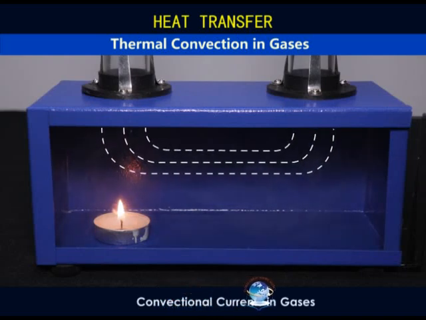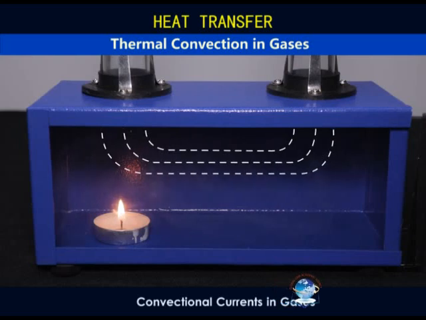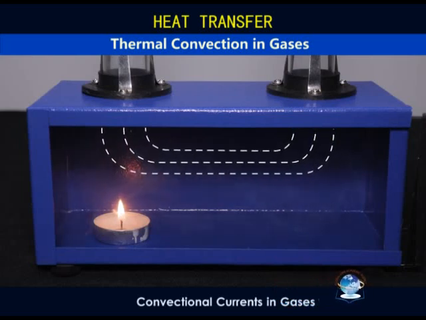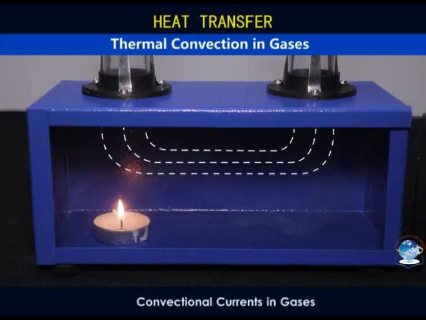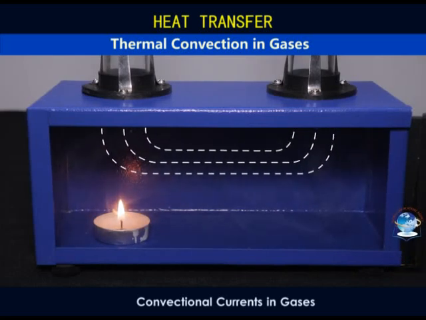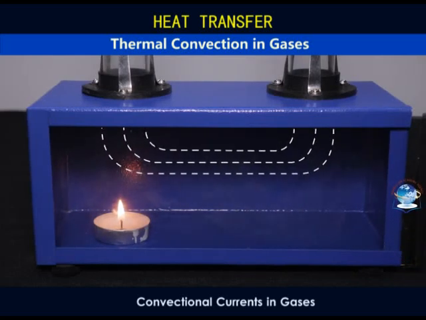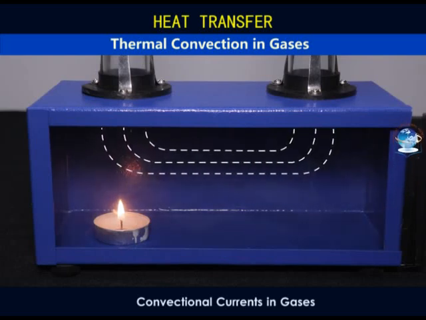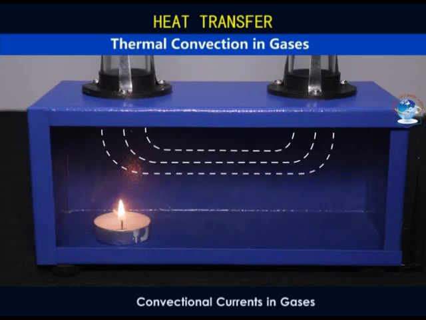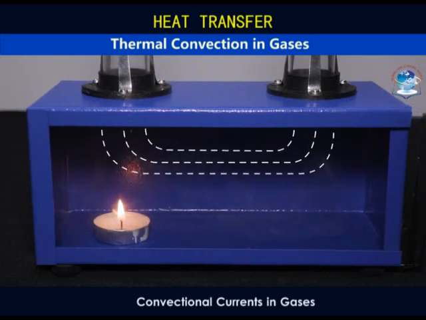expands, and therefore becomes less dense. It therefore rises up the chimney. Adjacent air is drawn in to replace the rising air. This too gets heated, expands, and rises. Ultimately, air is drawn in through the other chimney to set up a circulation that we are calling convectional current.